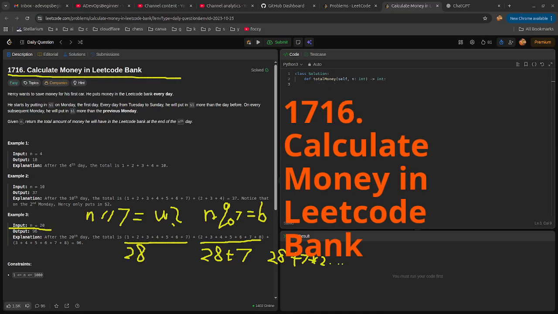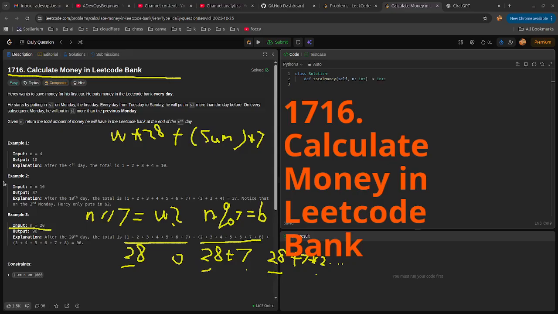Let's calculate the money for weeks first. It will be the number of weeks times 28, plus 0 plus 7 plus 14, which is a sum times 7.